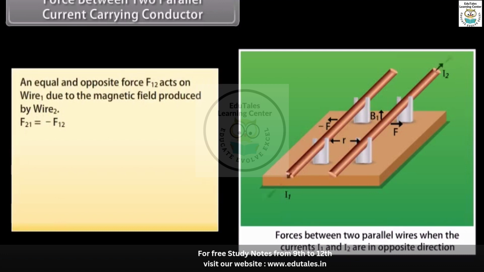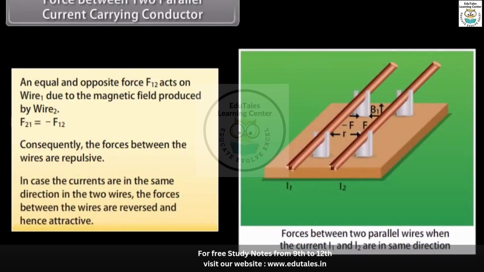An equal and opposite force, F12, acts on wire 1 due to the magnetic field produced by wire 2. F21 is equal to minus F12. Consequently, the forces between the wires are repulsive. In case the currents are in the same direction in the two wires, the forces between the wires are reversed and hence attractive.